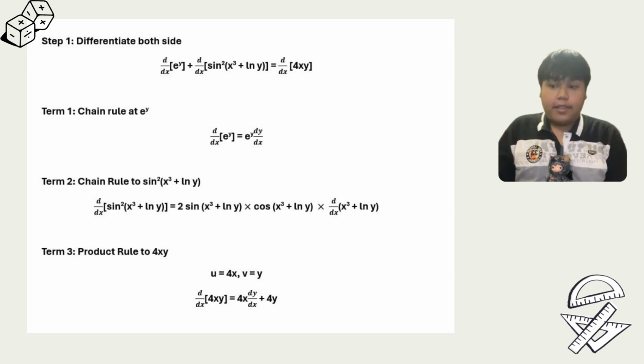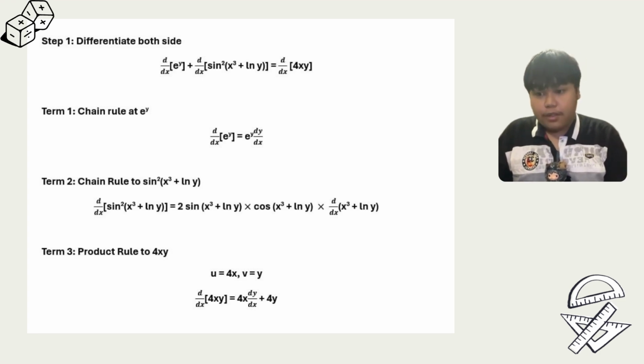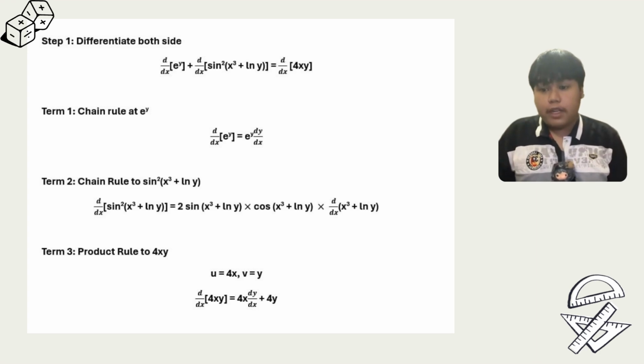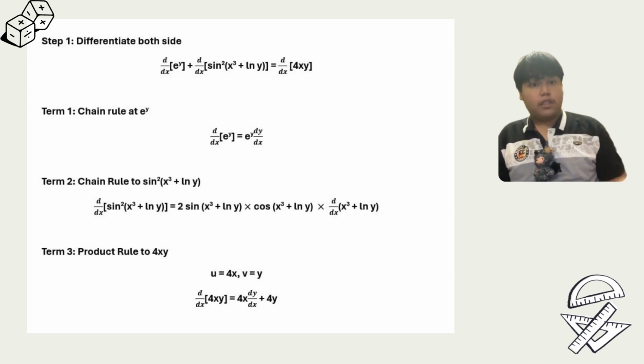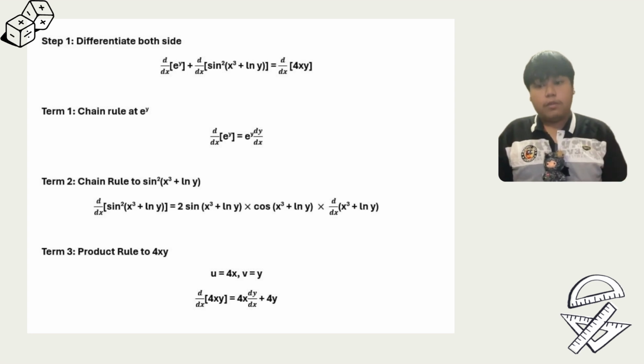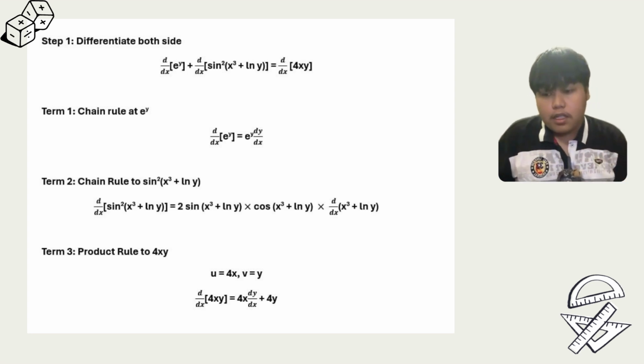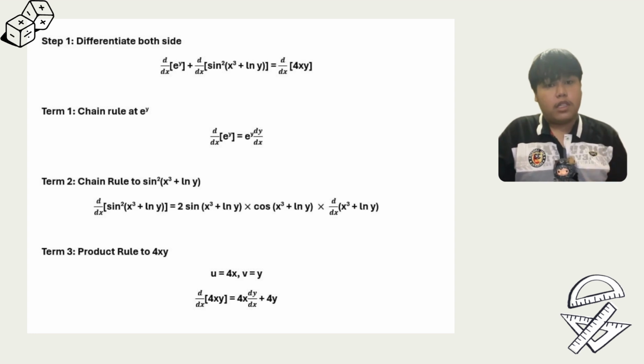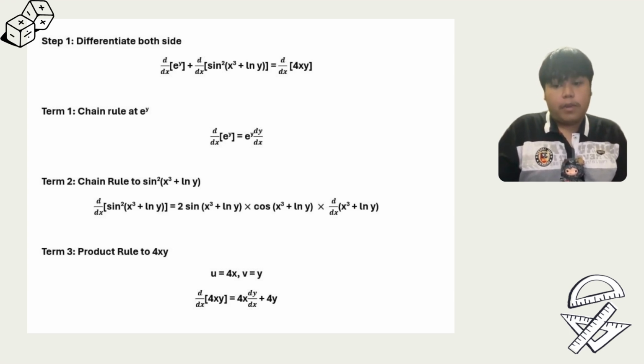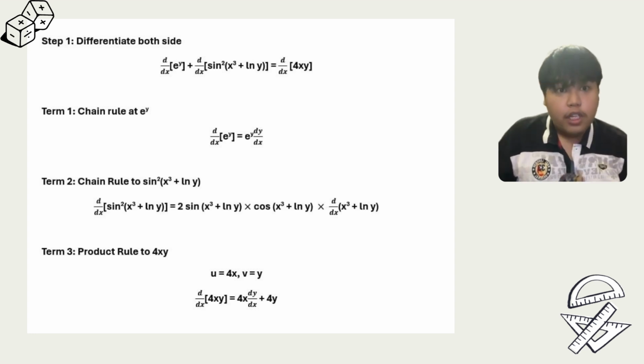Now, let's move on to question 3. We are asked to find dy over dx using implicit differentiation. We use this method because y is embedded inside the function and cannot be easily isolated on one side. To solve this, we will differentiate every term on both sides with respect to x. Whenever we differentiate a term containing y, we must multiply by dy over dx due to the chain rule.